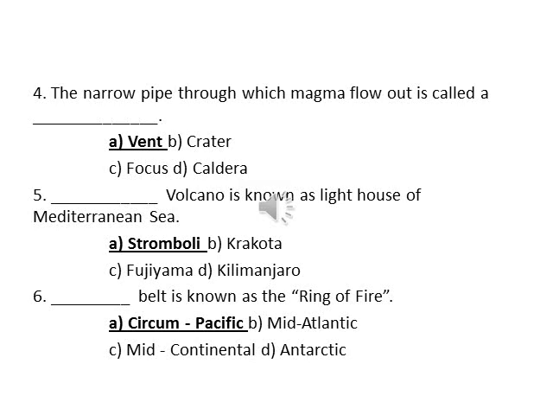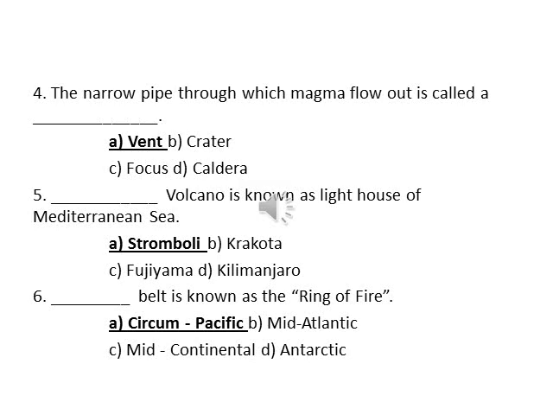Then fifth one. Dash volcano is known as the lighthouse of the Mediterranean Sea. Option A. Stromboli, B. Krakatoa, C. Fujiyama, D. Kilimanjaro. Kilimanjaro is in Africa, Krakatoa is in Indonesia, Fujiyama is in Japan. Stromboli is only in the Mediterranean Sea, so that is called the lighthouse.